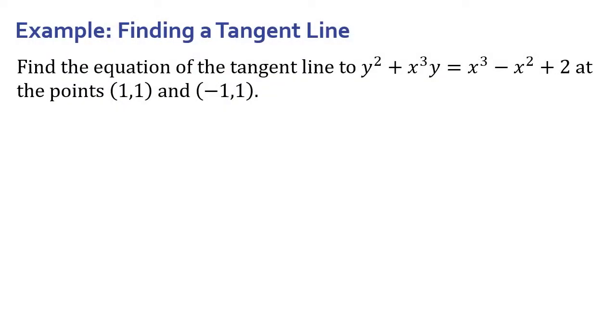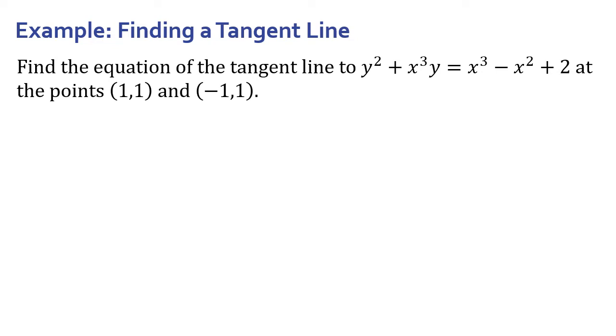Find the equation of the tangent line to y squared plus x cubed y equals x cubed minus x squared plus 2 at the points 1, 1 and negative 1, 1. Okay, so for finding the equation of the tangent line, the first thing that we need to know is the slope of the tangent line. And how do we find that?